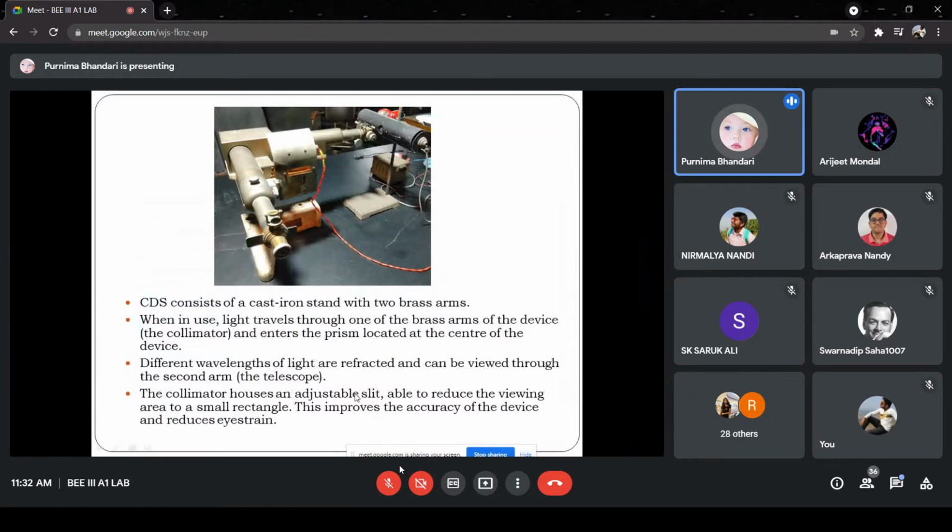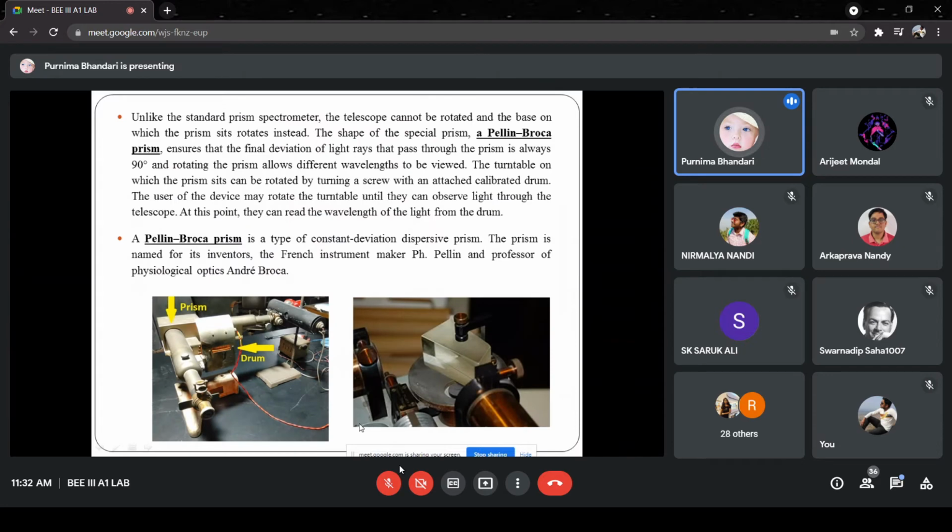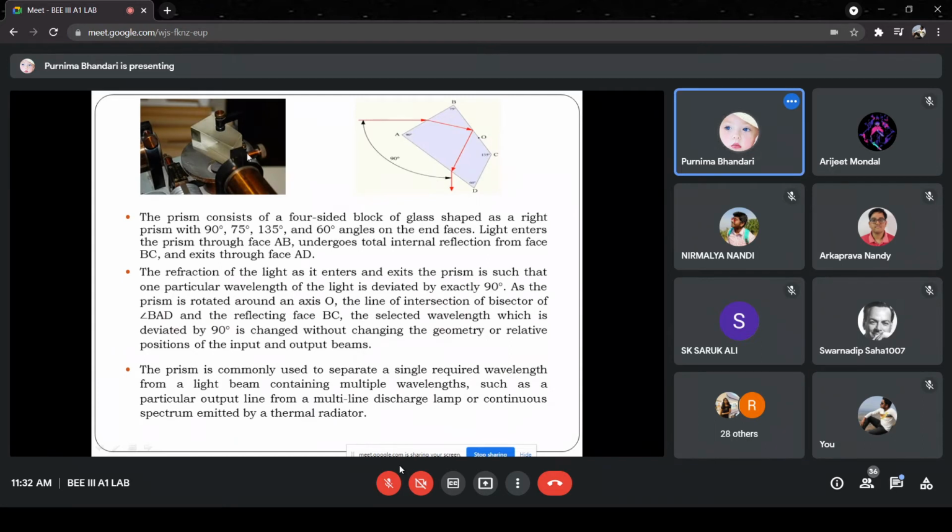So if you open this, you can see the prism. This is a special kind of prism. This is the look of the prism. It is special because it is called constant deviation, I'll explain why. The prism looks like this, and you can see the incident line coming through the collimator. The prism mechanism is made in such a way that the angle between the emitted light and the incident light will always be 90 degrees.